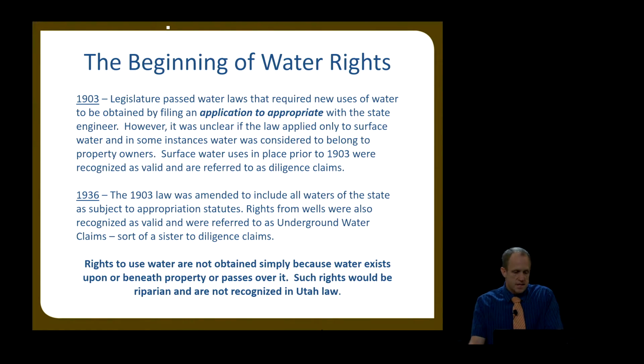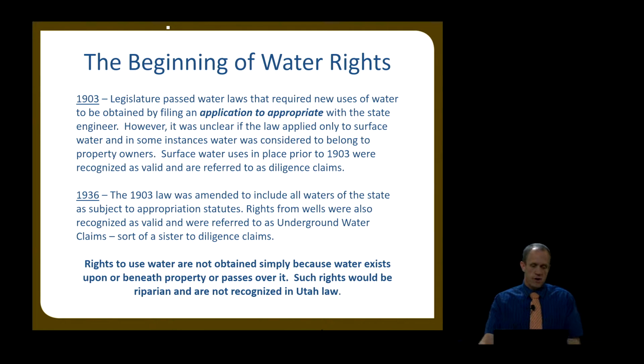Now, the next date, 1936, the 1903 law was amended to include all water rights of the state as subject to appropriation statutes. Rights from wells were also recognized as valid and referred to as underground water claims, sort of a sister to diligence claims. And so those would be those underground claims prior to 1936. And so moving forward, 1936 on, if you want to divert water from a well, you had to, again, file an application to appropriate for well water.